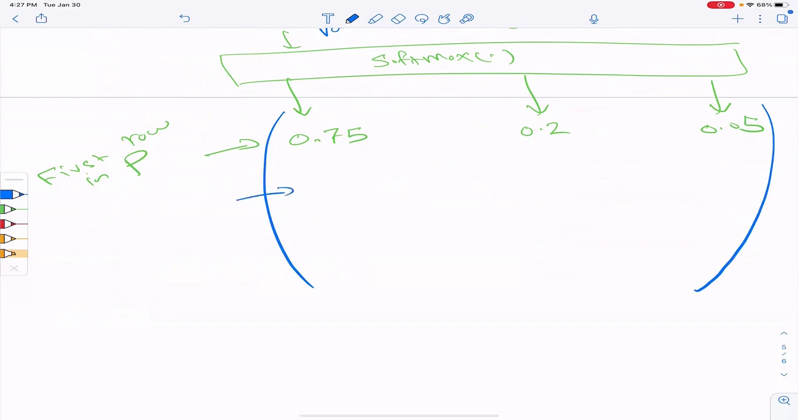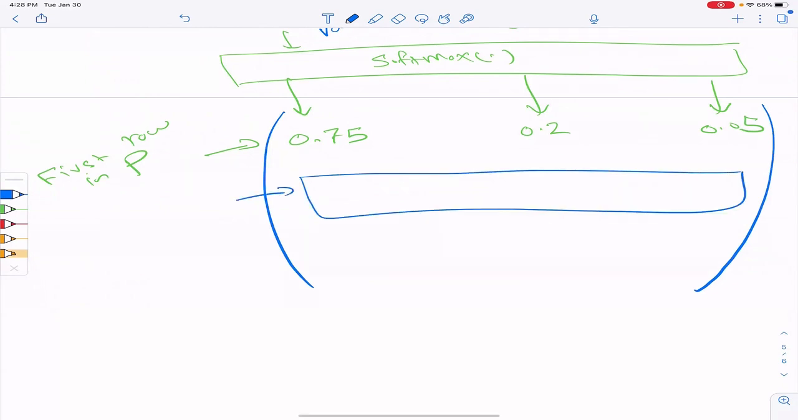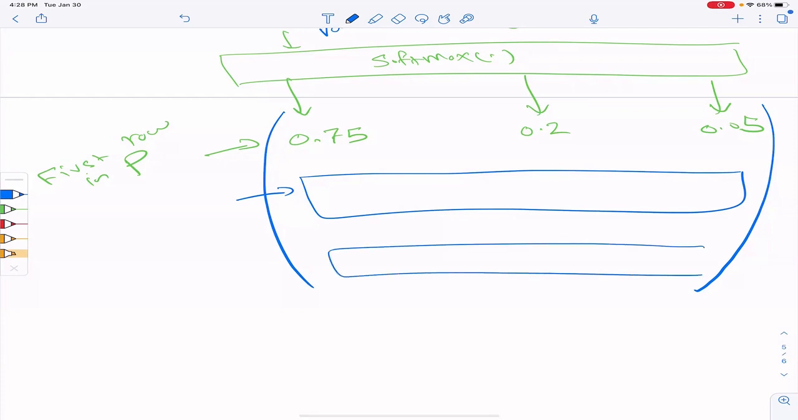So for the second row, what do you do? You look at Q2. Again, you look at the similarities between K1, K2, and K3. Get the numbers, normalize, push it through the softmax. And you do the same thing for the third row.